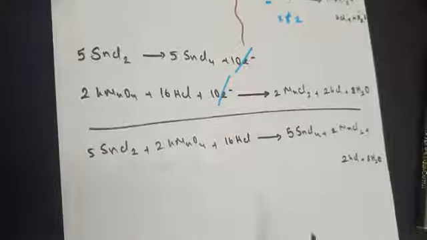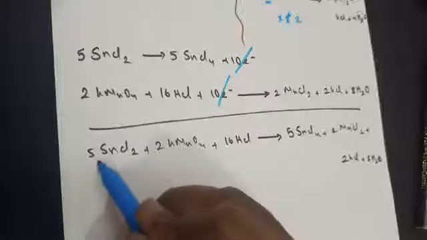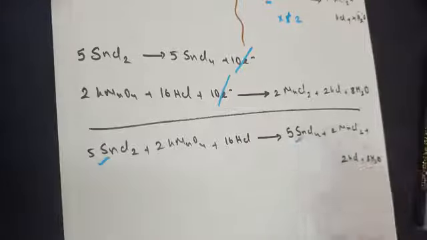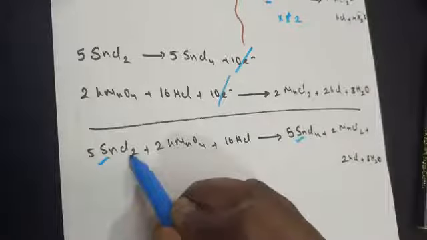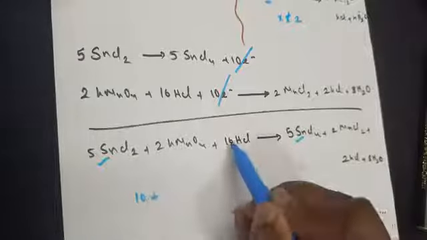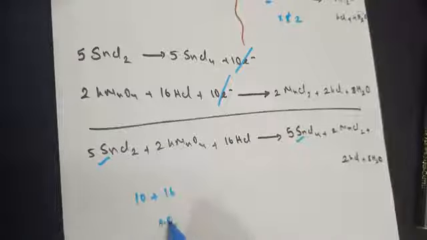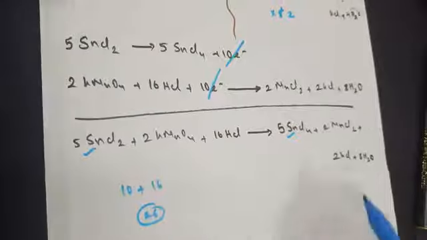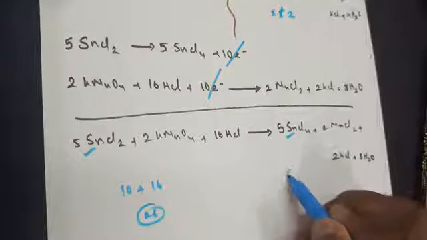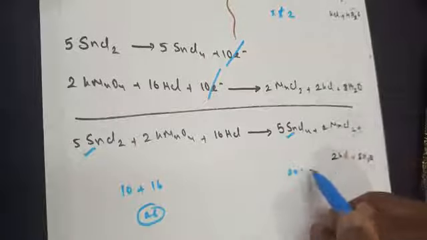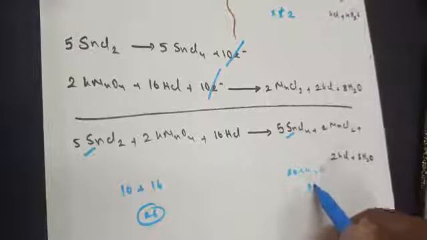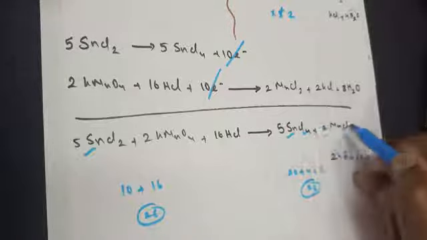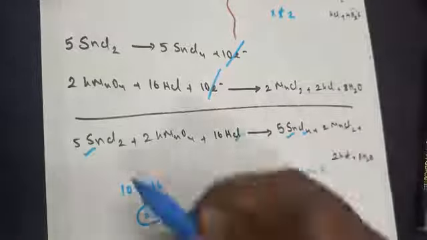Now let's check whether we are balanced on both sides. 5 times stannous here, 5 times stannous, balanced. 5 2s are 10 chlorine here plus 16 chlorine, together the number of chlorine atoms is 26. Now count here, 5 4s are 20, 2 2s are 4 plus 2 here, 26. So on both sides chlorines are also balanced.